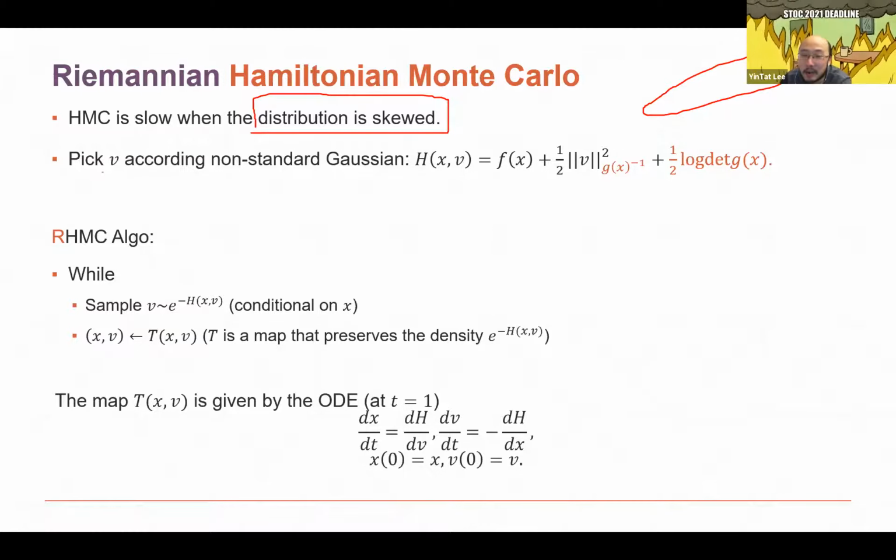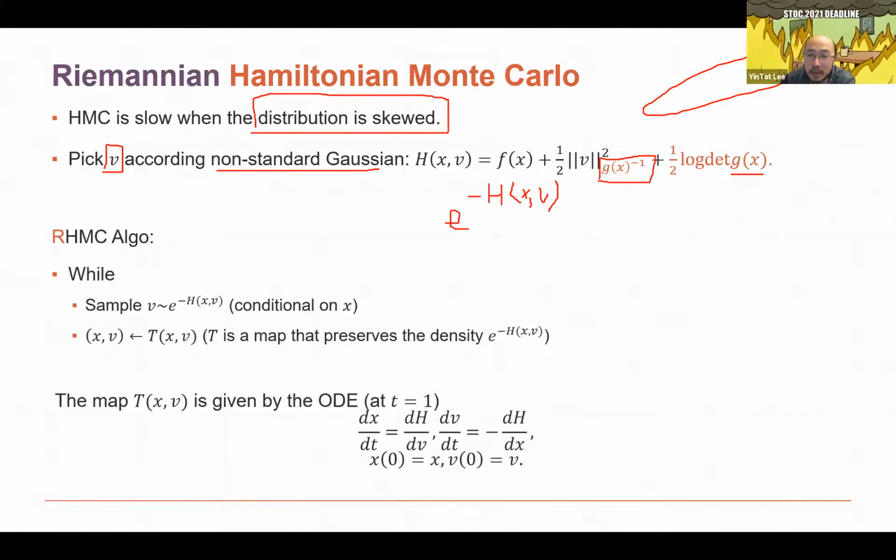You can think the previous algo is picking V according to a standard Gaussian distribution. And roughly speaking, it will move along the direction V. What we do is we sample from a non-standard Gaussian instead. Then the algo will look like this. The H function, the formula, changed because you want to sample from a non-standard Gaussian. You can check this formula: if you restrict to V, if you fix X, then the distribution on V is just a Gaussian distribution according to a matrix G. And in general, we'll pick a different G for each different point.